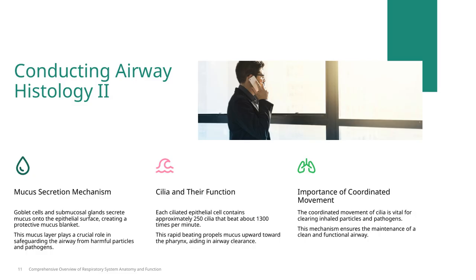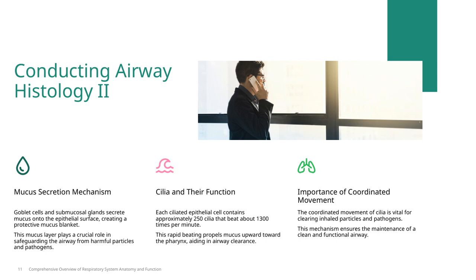Moving on to mucus secretion, goblet cells along with submucosal glands produce mucus that coats the epithelial surface. This mucus forms a protective blanket that traps harmful particles, like dust and microbes, preventing them from reaching the lower respiratory tract.